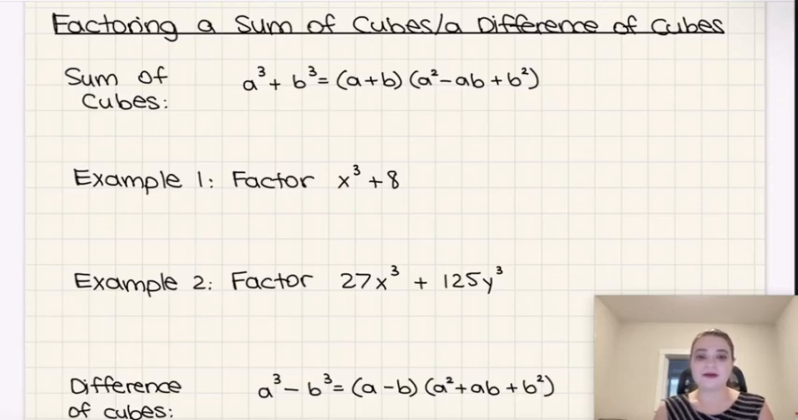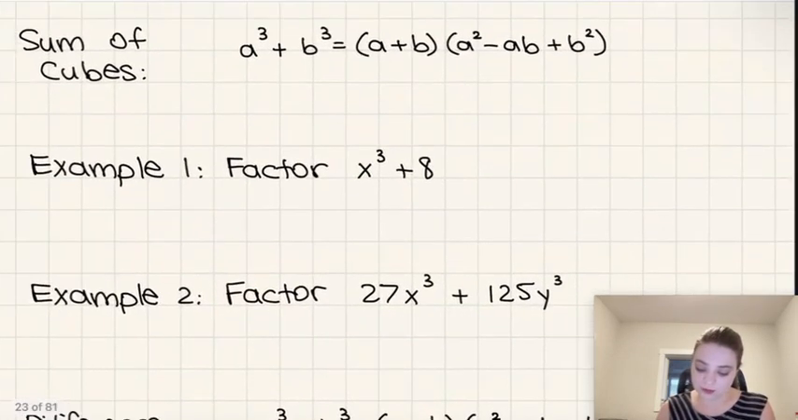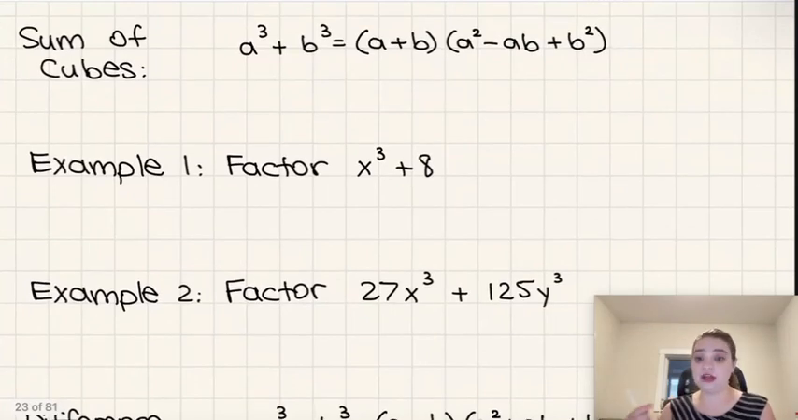Hello, everyone. Welcome back. Today, we're going to be talking about factoring a sum of cubes. To factor a sum of cubes, we actually have this formula here that we can use to factor any sum of cubes. Whenever we have a cubed plus b cubed, it is the same thing as a plus b times a squared minus ab plus b squared.